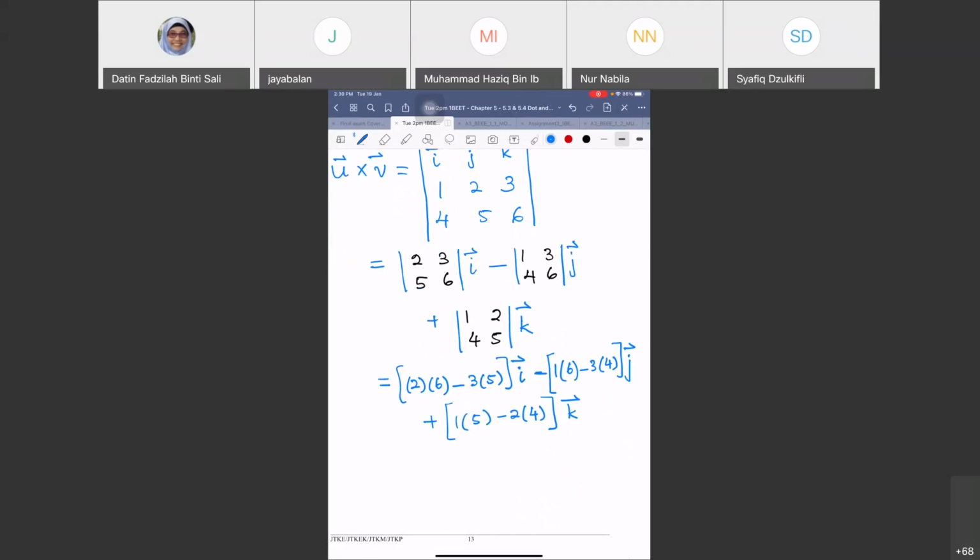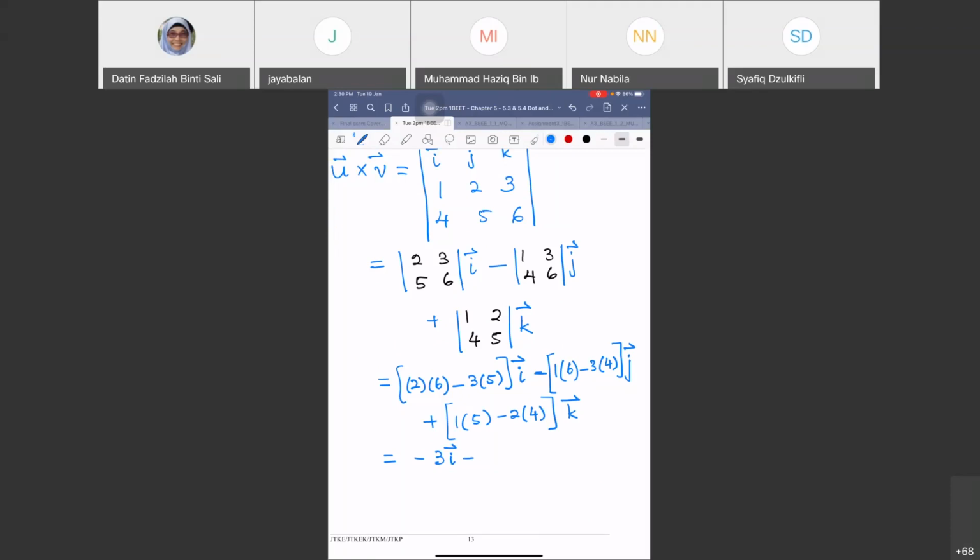Okay, so then make sure you compute correctly. All right, for i, it will be your 2 times 6, 12. 12 minus 15. So 12 minus 15 is minus 3i. Okay, followed by minus.